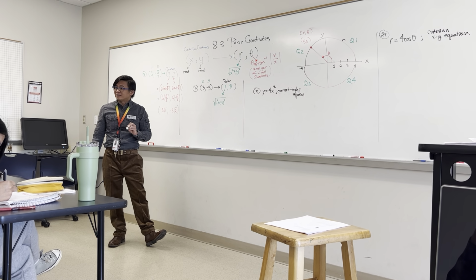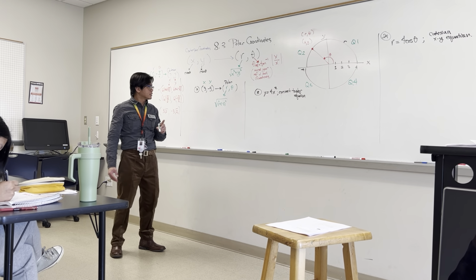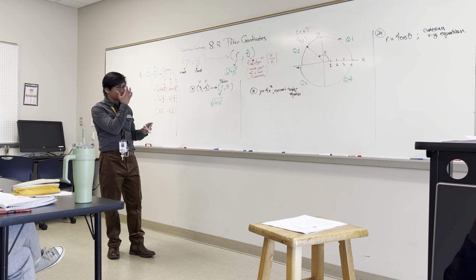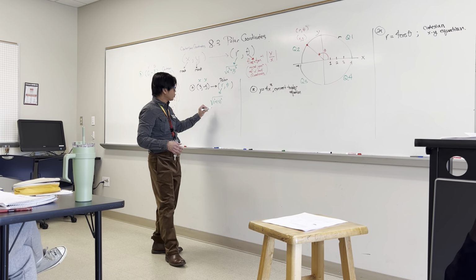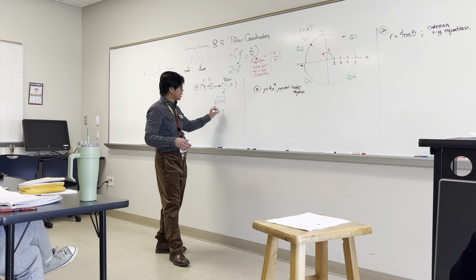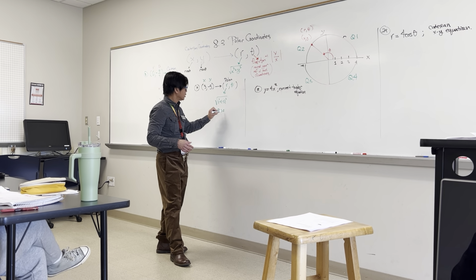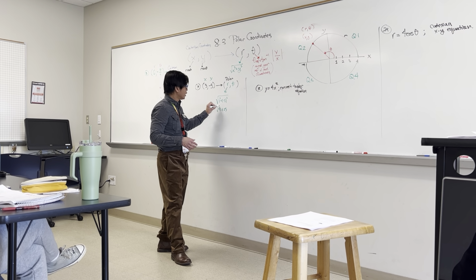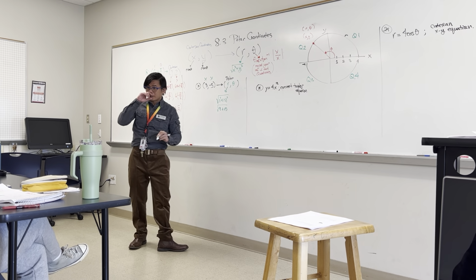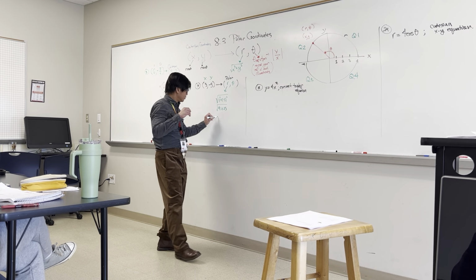Are we good, guys? Right. What's this going to be? 36. So 3 squared is 9, and this is 25. Okay. Square root, right? Here we go. And what's that? 34.